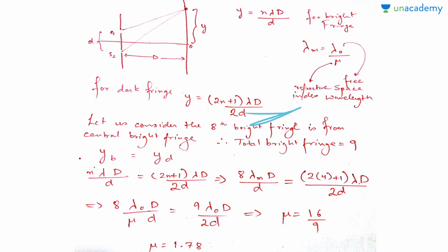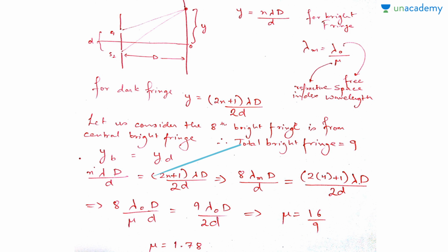So let us consider the eighth bright fringe. One thing you also must remember is that in the Young double slit experiment, the central fringe is the bright fringe only. So for the eighth bright fringe, we have to count from the central bright fringe, so total bright fringes will be 9. Now it is given that the bright fringe position is equal to the dark fringe position.